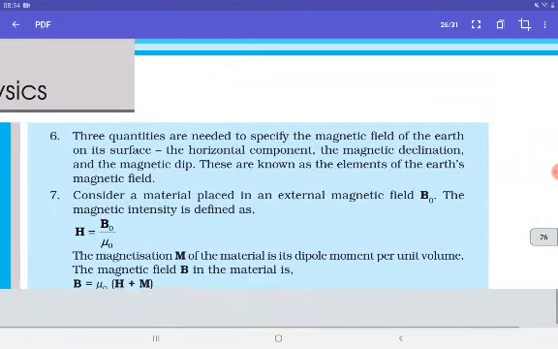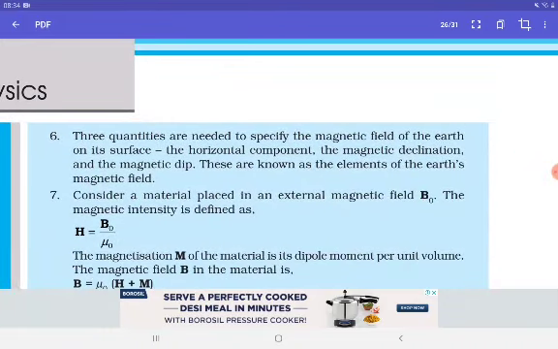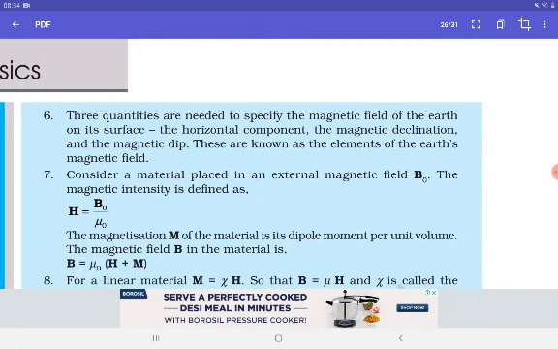Sixth one, three quantities are needed to specify the magnetic field of the Earth on its surface: the horizontal component, the magnetic declination, and the magnetic dip. These are known as the elements of the Earth's magnetic field.